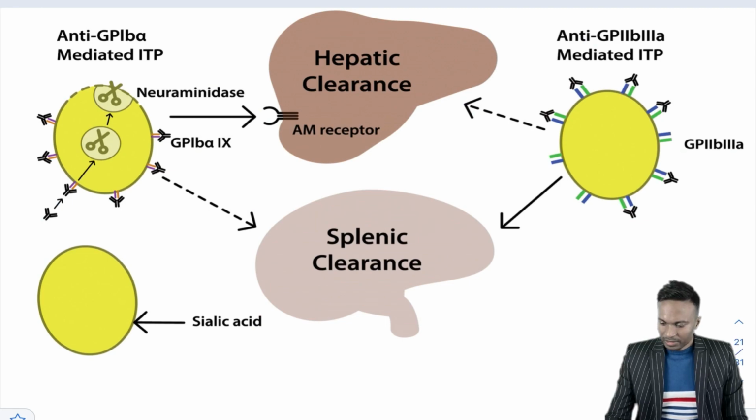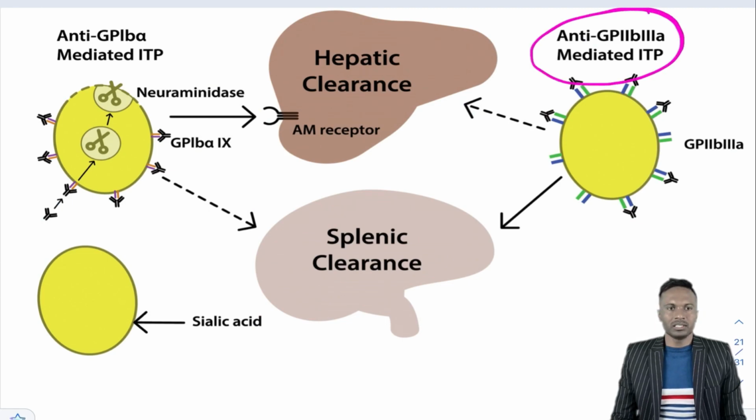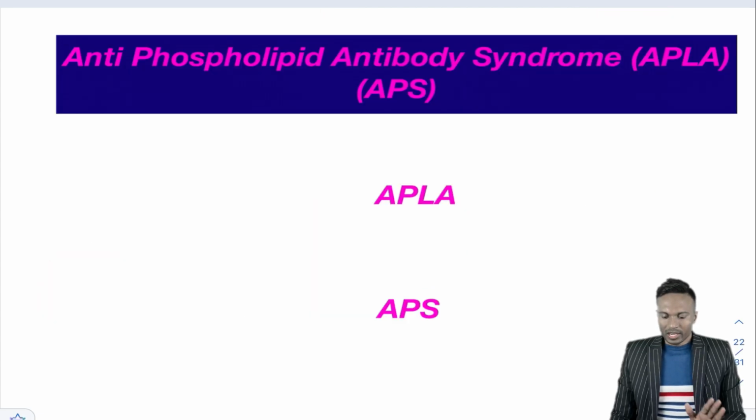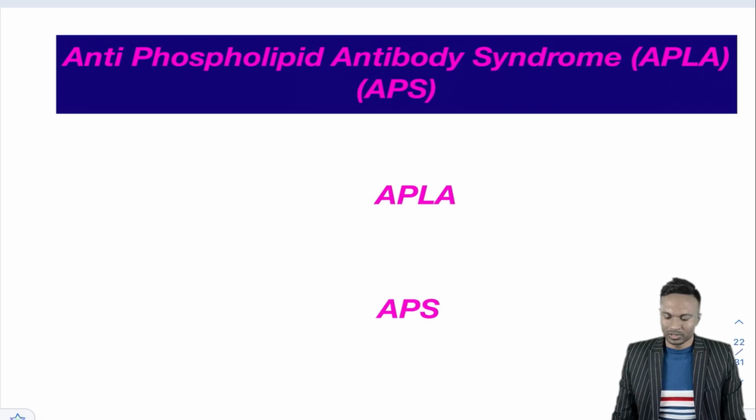Again, you have antibodies against glycoprotein 2B3A, which can mediate ITP. Now again, one more disease in which clotting factors are not deficient, but there are clotting factor inhibitors which can lead to bleeding, or which can even lead to thrombosis. It depends whether we are talking in relation to in vivo or in vitro.